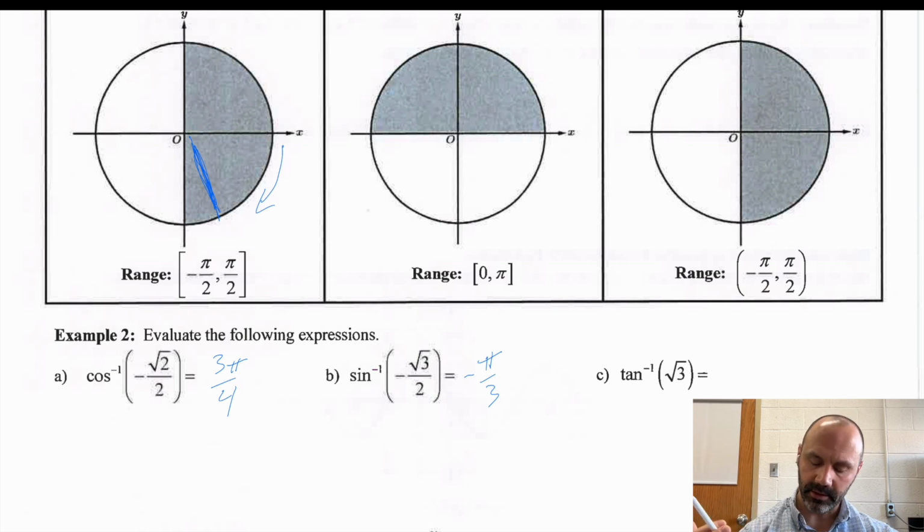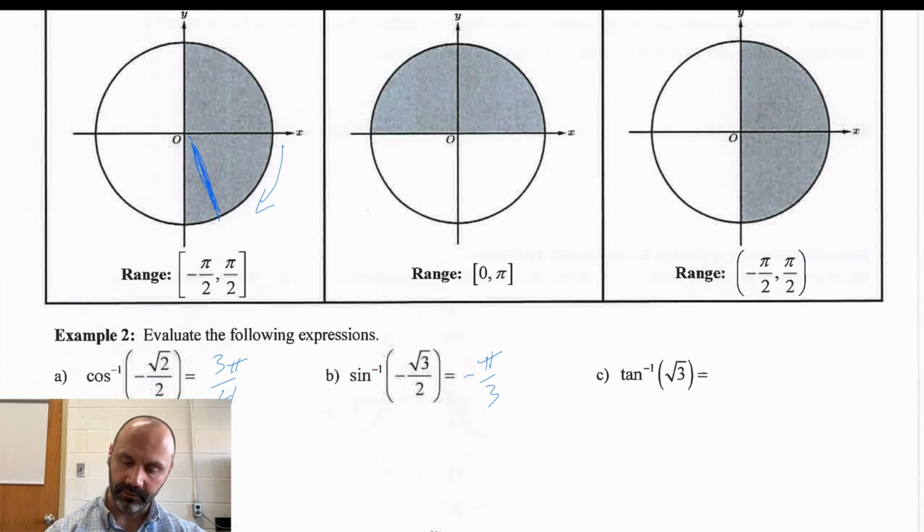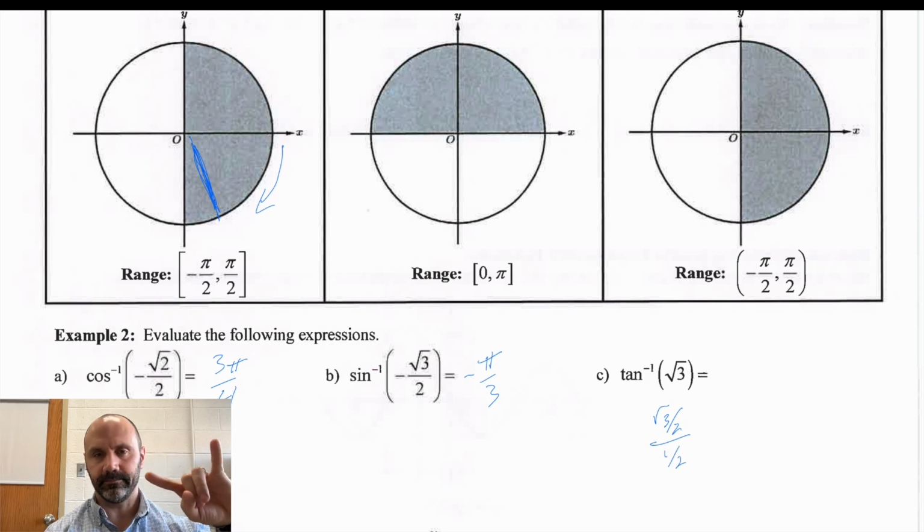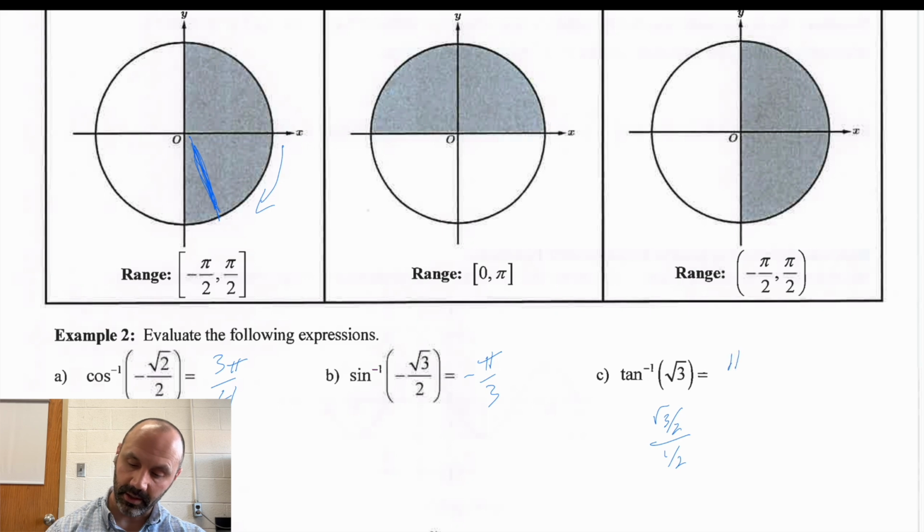Okay, and inverse tangent of the square root of 3. So the way that I would get square root of 3, right? That's root 3 over 2 over 1/2. Those are the sine cosine coordinates that reduce to root 3. And so that means I have a sine coordinate of root 3 over 2. And so this is just going to be pi over 3.